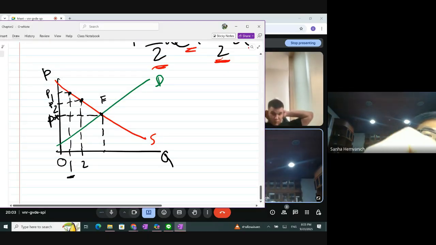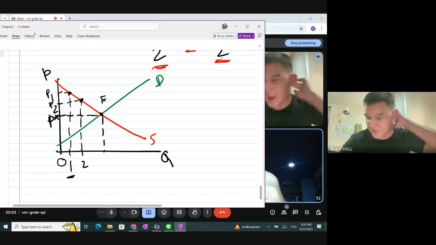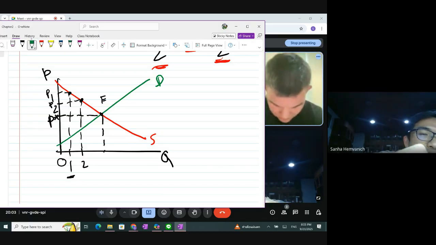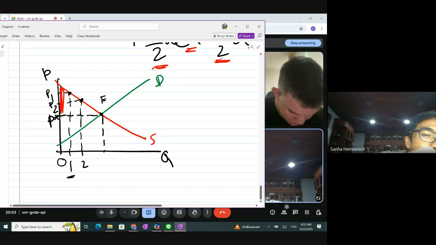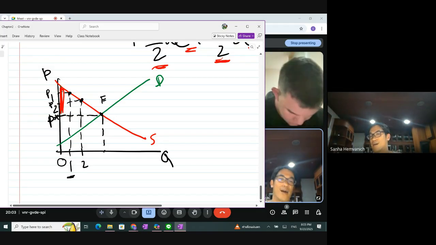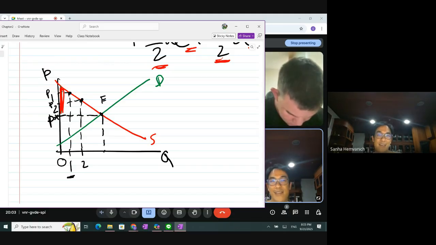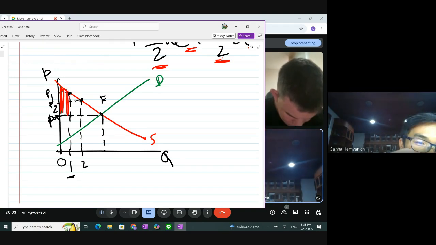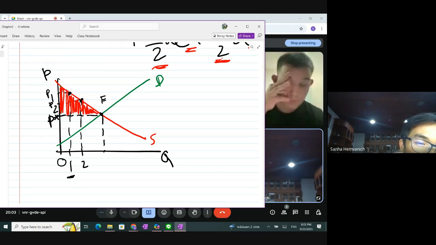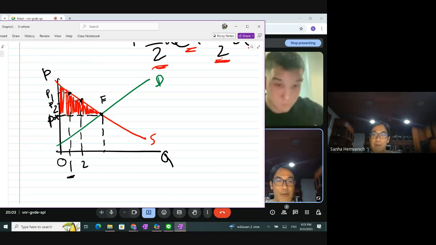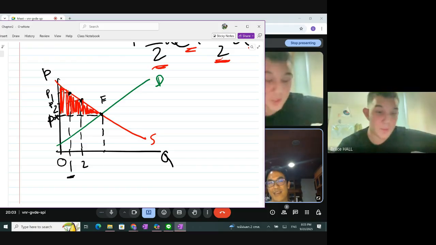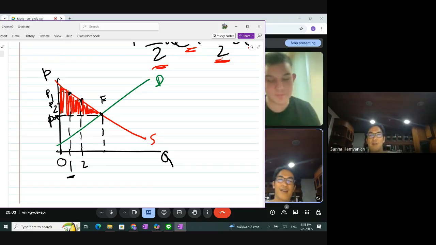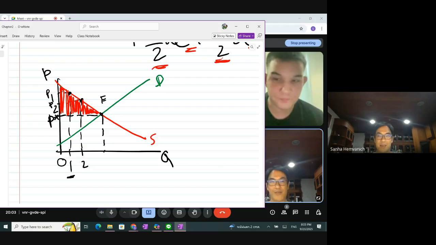Instead of paying a high price, he pays only P star. So that is his consumer surplus. And you can see that all these guys end up paying less than what they're willing to pay because the equilibrium price happens to be cheaper. All these guys get consumer surplus, so they all benefit from it. They're all happy. But what about the producer?